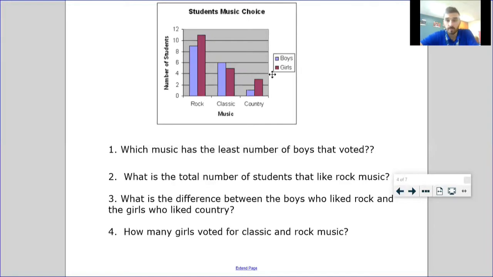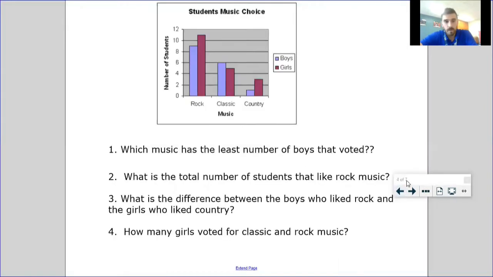So again, boys, that's going to be our blue bar. And if I'm looking here at rock, classic, country, country clearly had the least number of boys. So we're just doing the eye test on that one. Really didn't have to do much math. All right, have to do a little bit of math here.